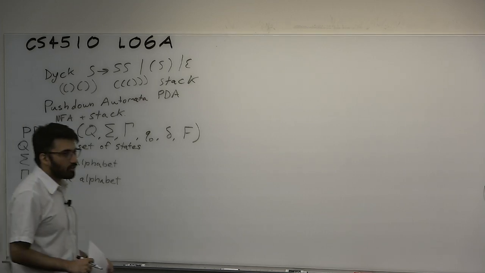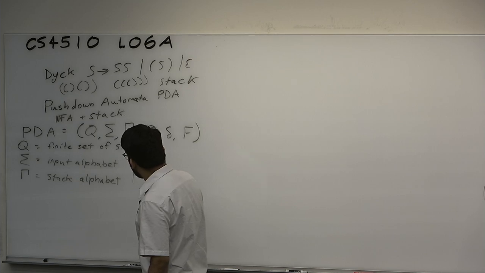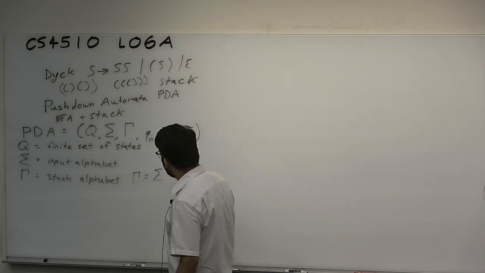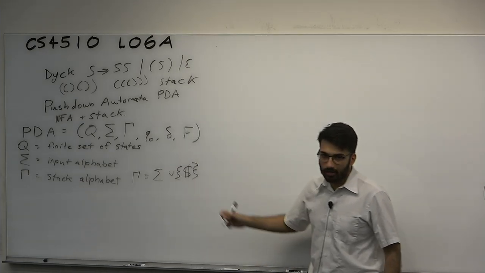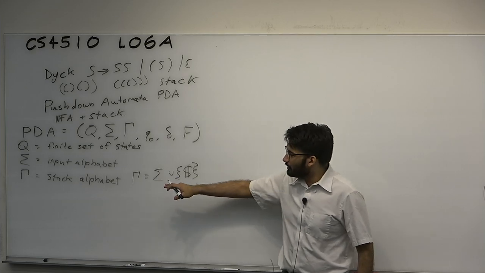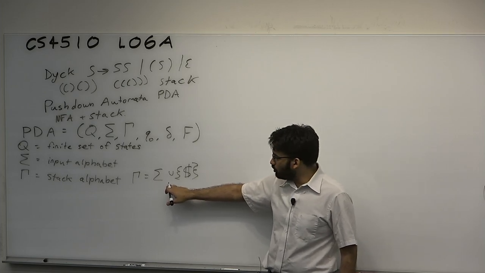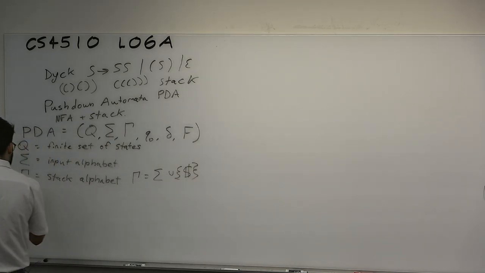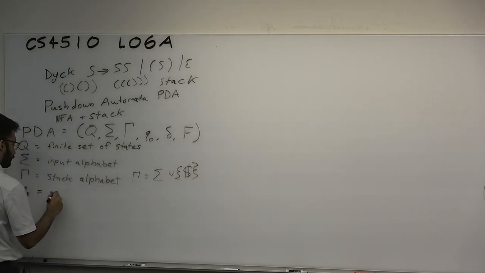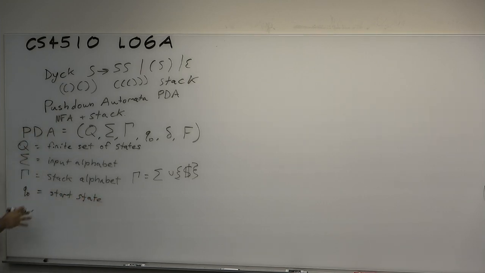Usually, who cares about having two alphabets? So by convention, we usually allow gamma to just be sigma, but then we add a special symbol called a canary, just to make things easier. It'll make sense why we add the special symbol. Usually when you write a PDA, you just apply this convention to make things simpler. q0 is just some start state; you have to start somewhere. And of course, the most important part is delta. Delta is the transition function.